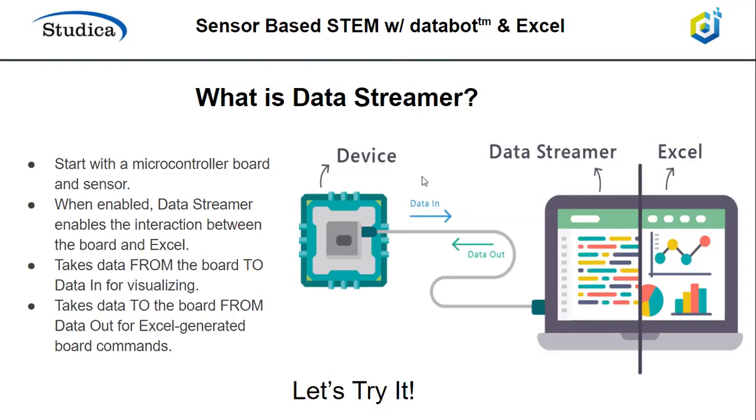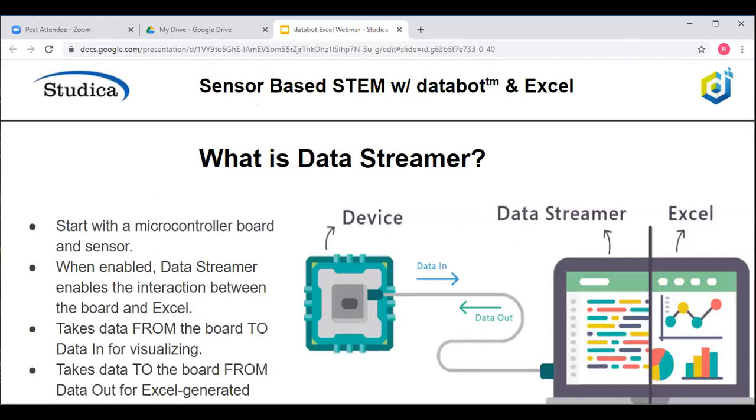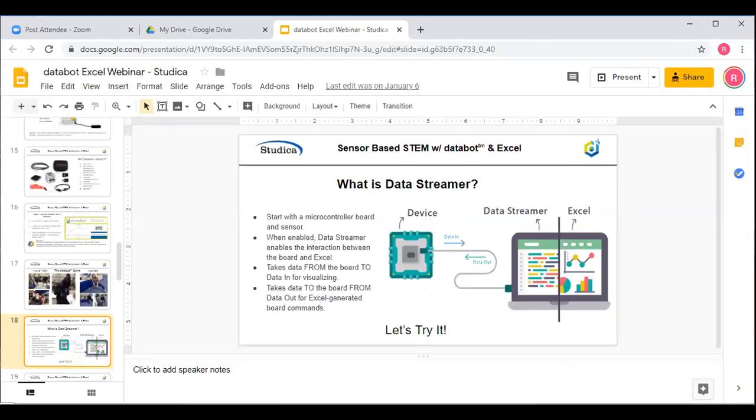I'm going to switch now and start Excel, and I'm going to share a different screen here in just a moment. Bear with me while I get Excel running. Take just a minute. Requirements for Data Streamer are Windows 10 and Office 365. If you have an older version of Excel or you don't meet those standards, you can still use Databot, but you can't have the live streaming.